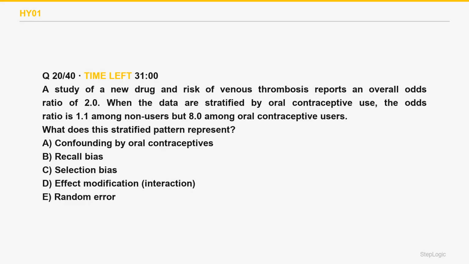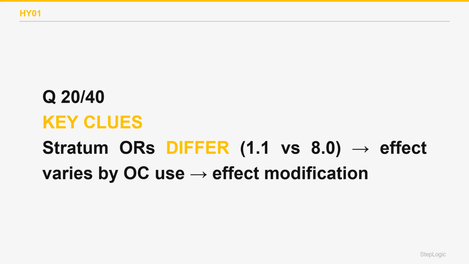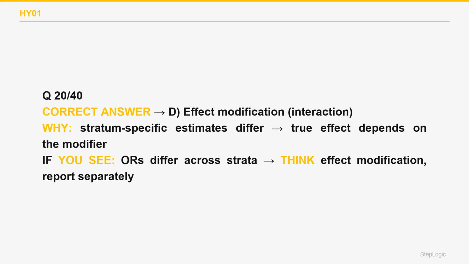Read the command, what the differing stratum estimates mean. The drug's effect is very different in the two strata. When the stratum-specific estimates differ markedly from each other, 1.1 in non-users versus 8.0 in oral contraceptive users, the exposure's effect is being modified by a third variable. This is effect modification, or interaction, a real biological phenomenon in which the drug's thrombotic risk depends on OC status. It should be reported stratum by stratum, not adjusted away. The correct answer is D.